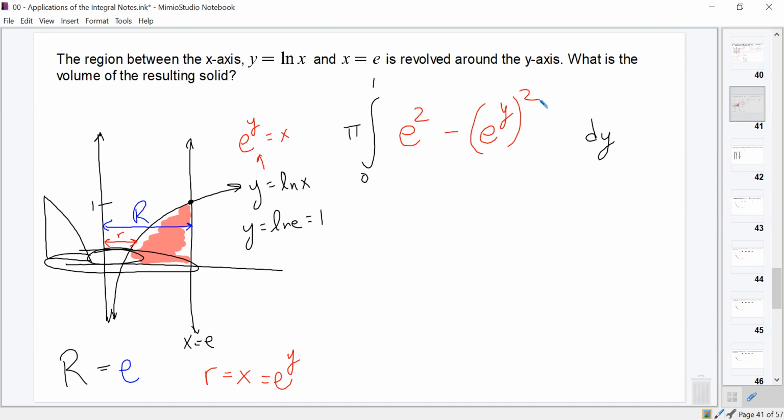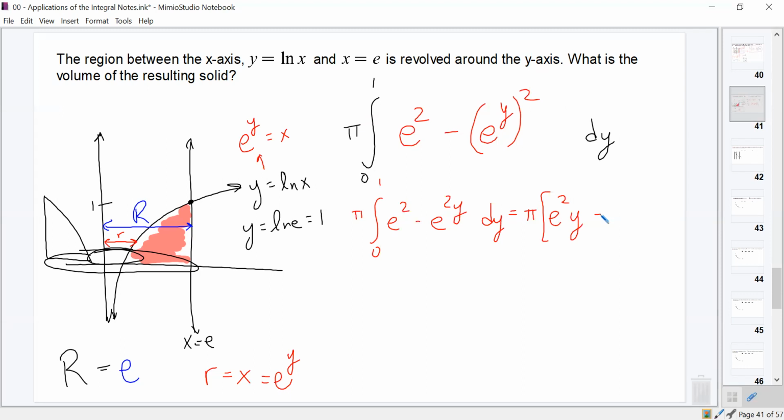And just for the fun of it, we will evaluate this one for a couple of reasons, just to remind ourselves about how some of these things work. We've got pi times an integral from 0 to 1 of e squared minus e to the 2y dy, because e to the y squared, you just multiply the exponents. And now when we integrate e squared, we'll remember that e squared is just a constant. So if you integrate a constant dy, you get the constant times y.